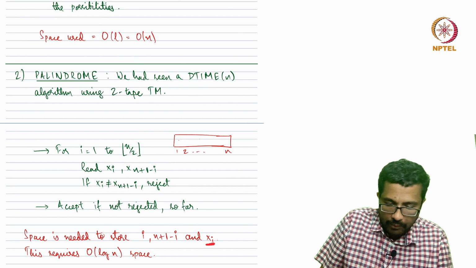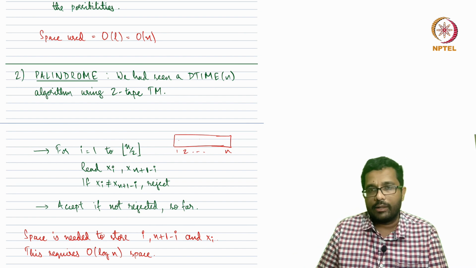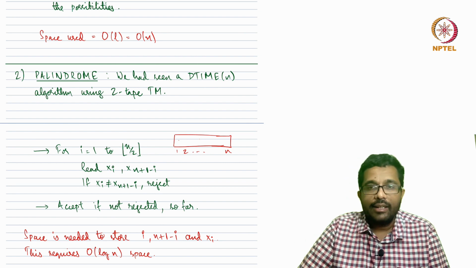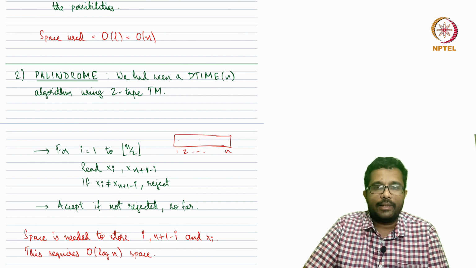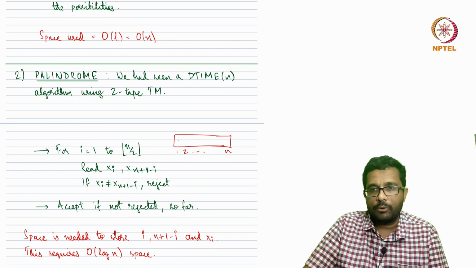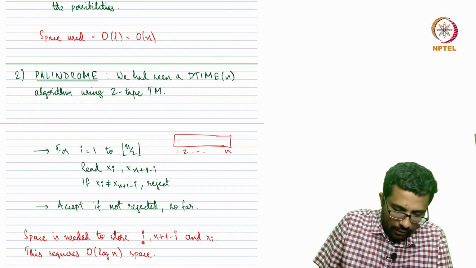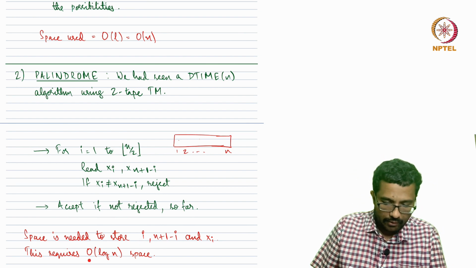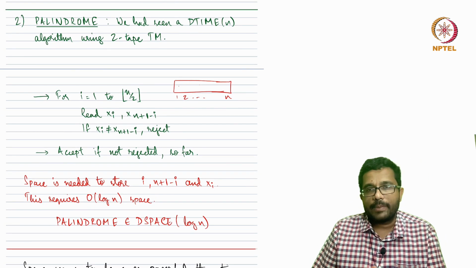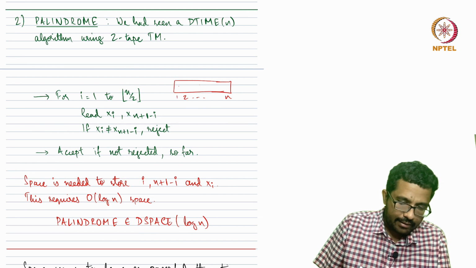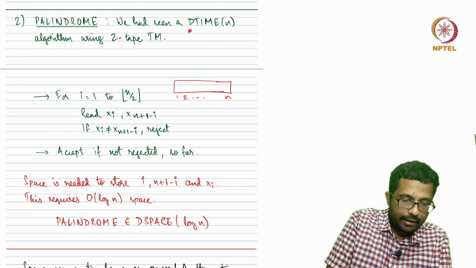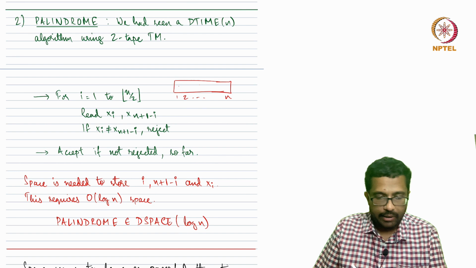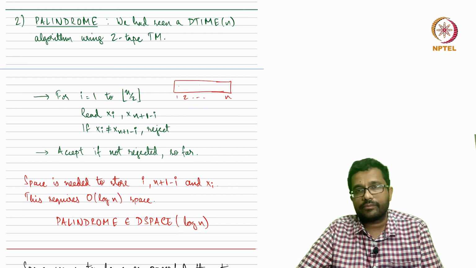And xi is a symbol, so it depends on the alphabet size. If it is binary, we just need 1 bit. If it is decimal, you may need 4 bits to store xi. But it's constant because the alphabet is fixed for the input, so it's not variable based on input length. So this requires log n, this requires log n, and this is constant. So the overall space required is just log n space. Again, we are seeing another instance where palindrome, which required order n time, now only requires log n space.